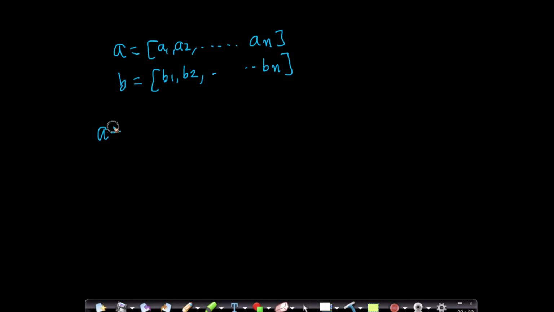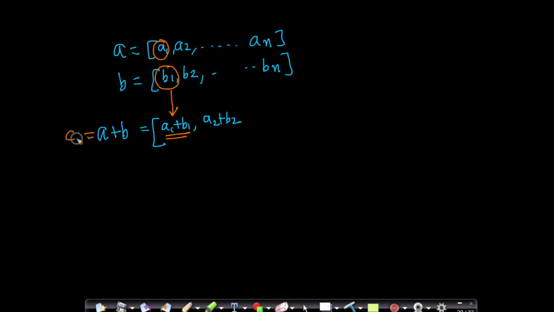What about addition of A and B? If I add these two vectors, what do I get? It's basically called component-wise addition: A1 plus B1, A2 plus B2. So what I'm doing here is taking the first component from both A and B and summing it up. That becomes the first component of A plus B.